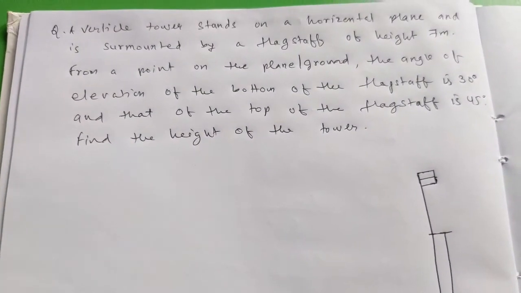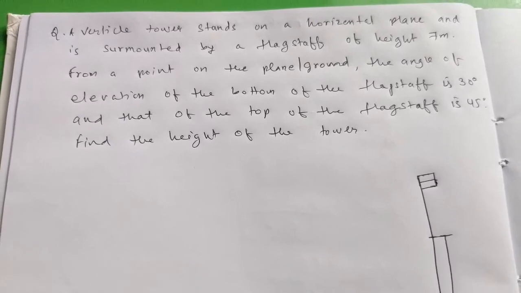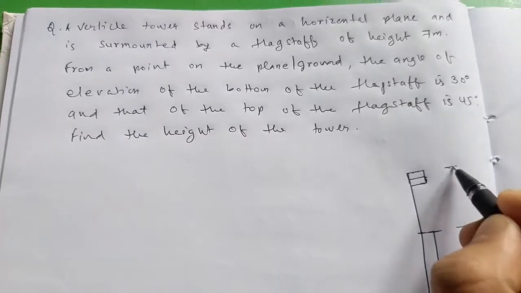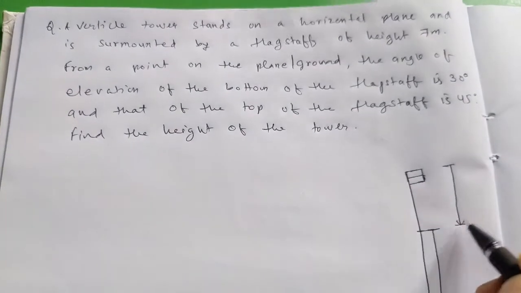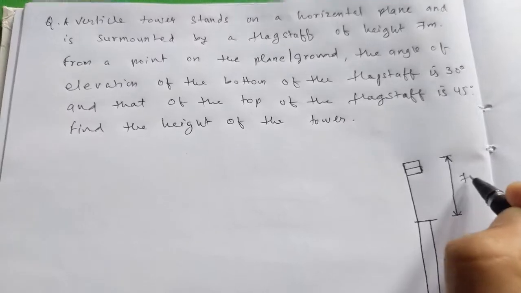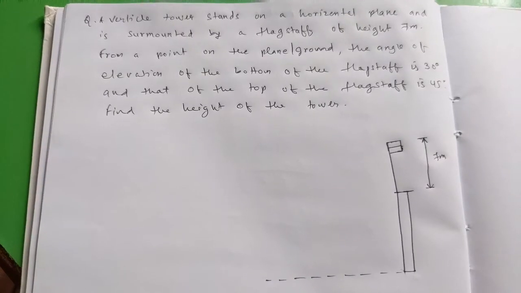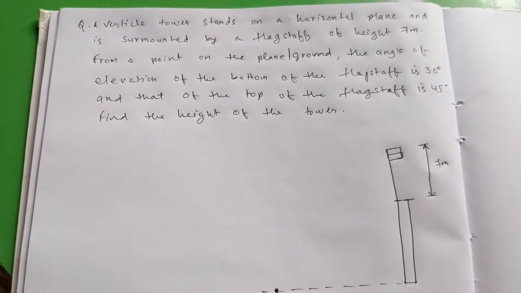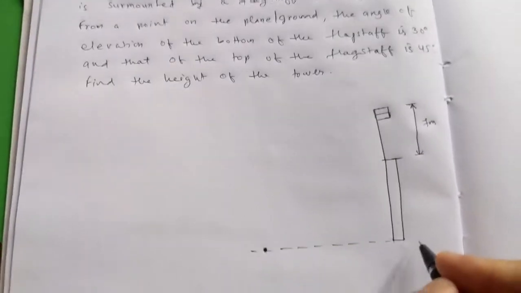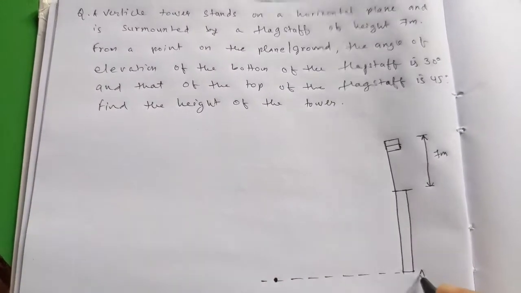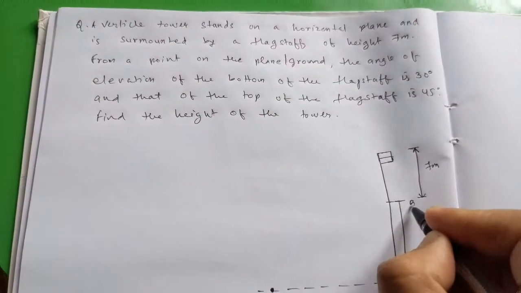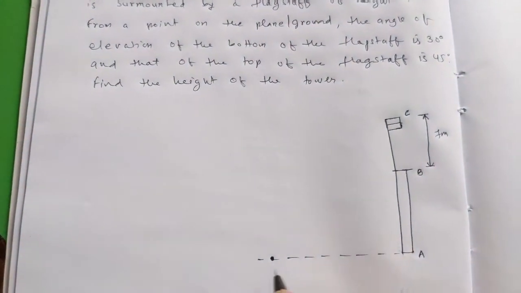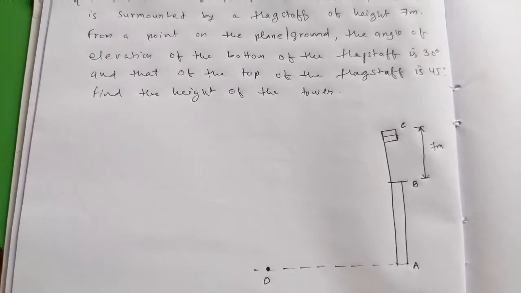Okay, and it is surmounted by a flagstaff of height 7 meter. The height of this flagstaff is given, that is 7 meter. Next sentence: from a point on the plane or ground. Say this is a point. First, give the names: this tower is AB and C. BC is a flagstaff. From a point on the ground, say this is a point O.